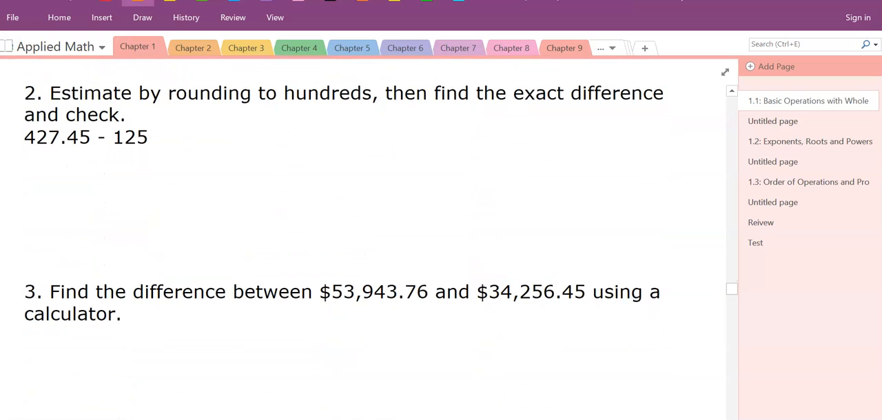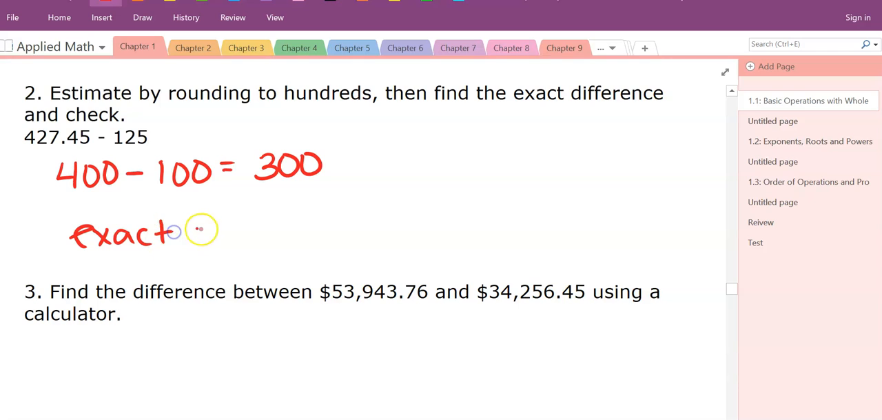For this one, they want us to estimate by rounding to hundreds, and then find the exact difference and check to see how close we were. So rounding this first number to hundreds, we've got 427, so I'm going to round that down to 400. Then I'm going to round down 125 to 100. So my rounding, or my estimate, is going to be 300. And then if I do the exact, that's going to be 302.45.